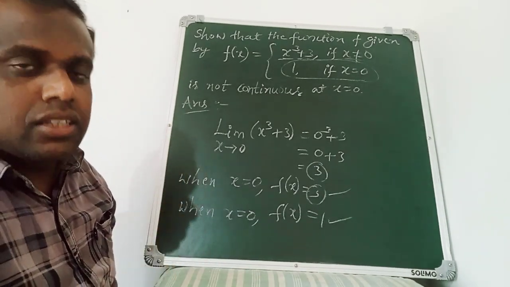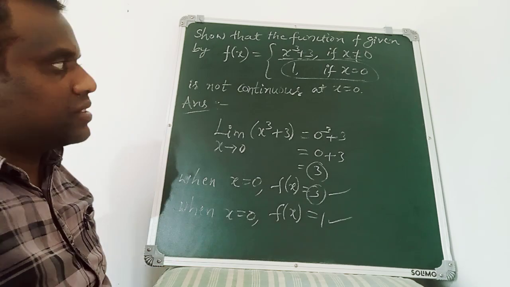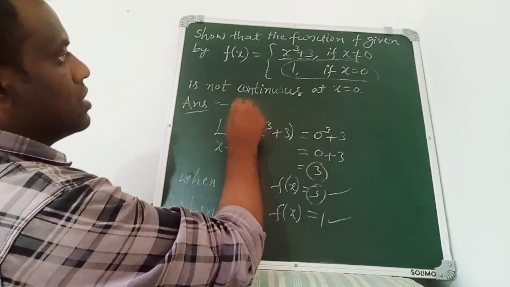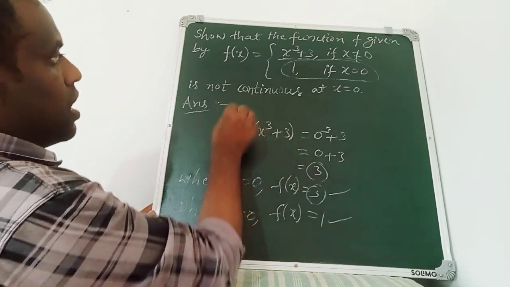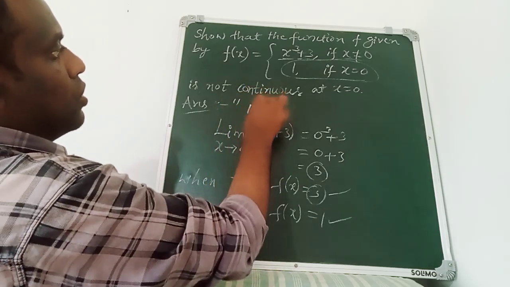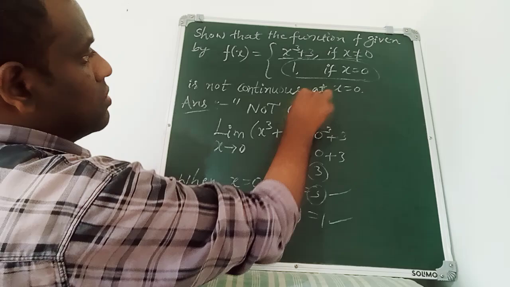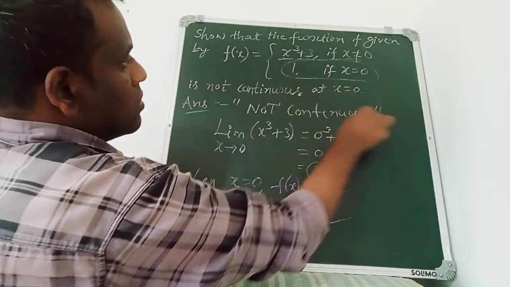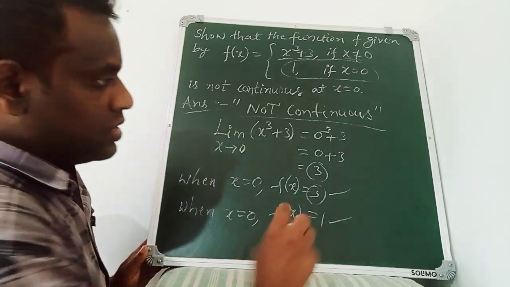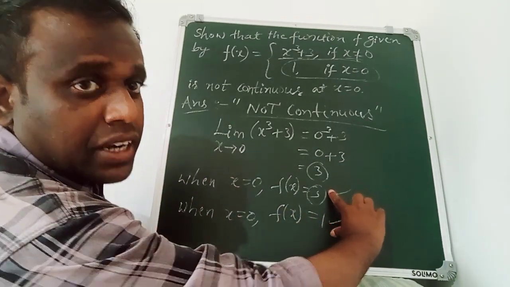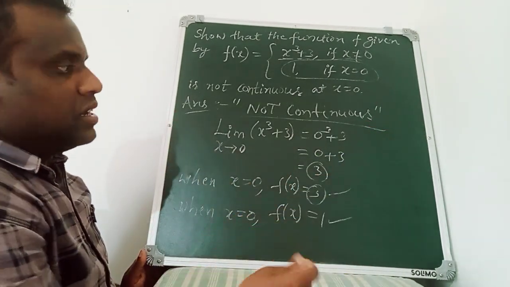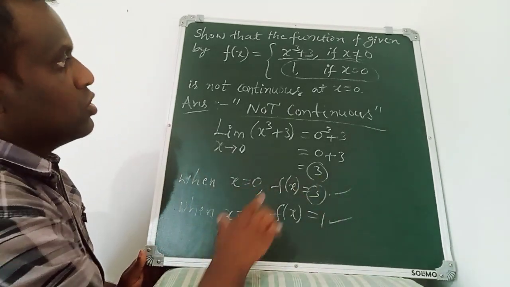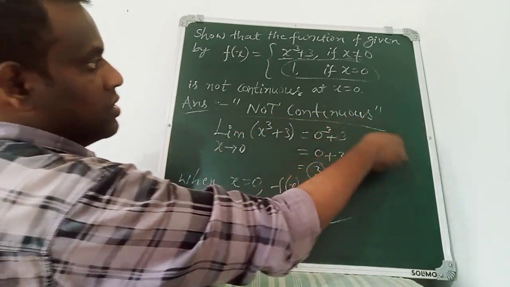So because of that, the function is not continuous. Since these two are different, the answer is not continuous. I will write the answer here: not continuous. For example, if these two are the same, at that time the function is continuous. These values are different for the same x values, so the function is not continuous. This is the answer.